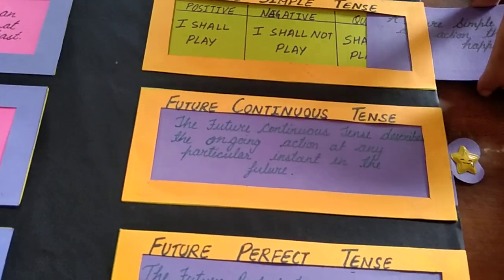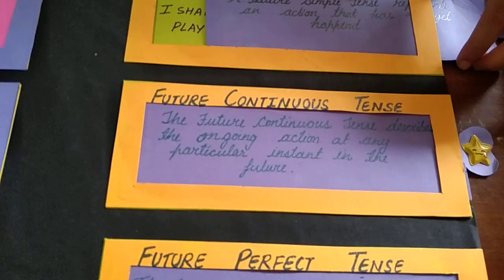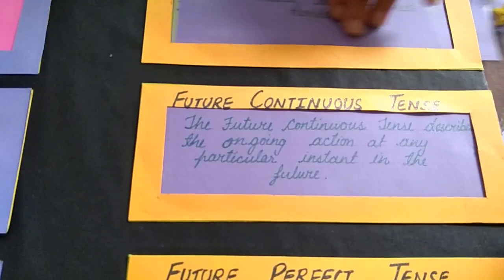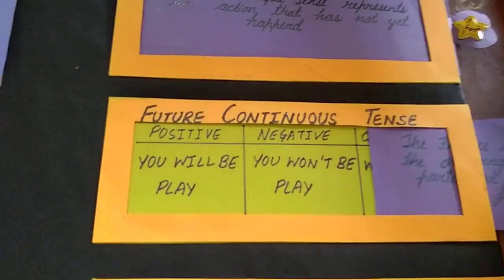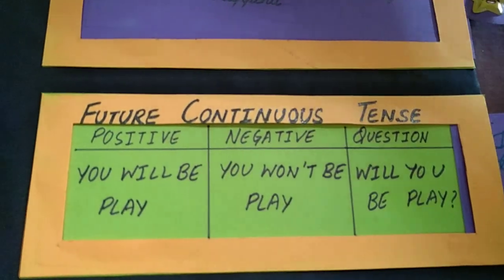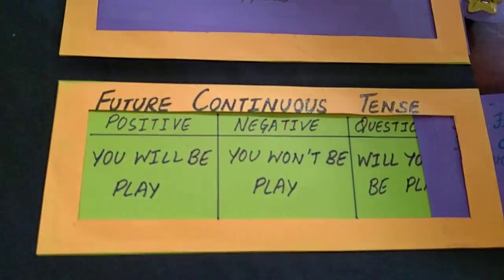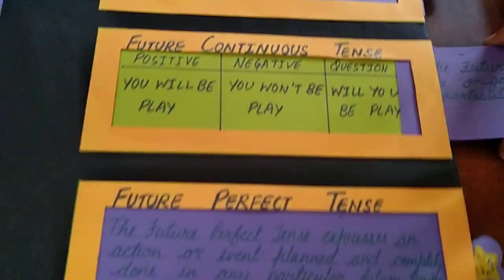Future continuous tense. The future continuous tense describes an ongoing action that has not yet happened. For example, you will be playing. You won't be playing. Will you be playing?